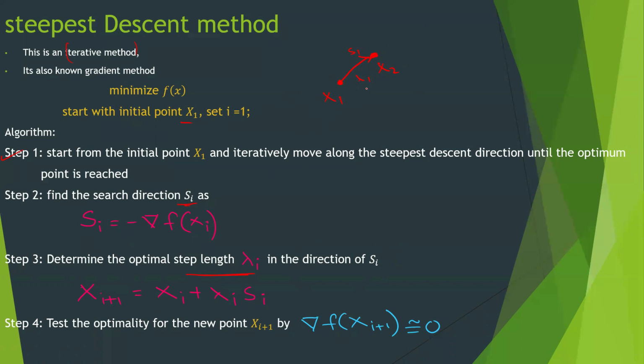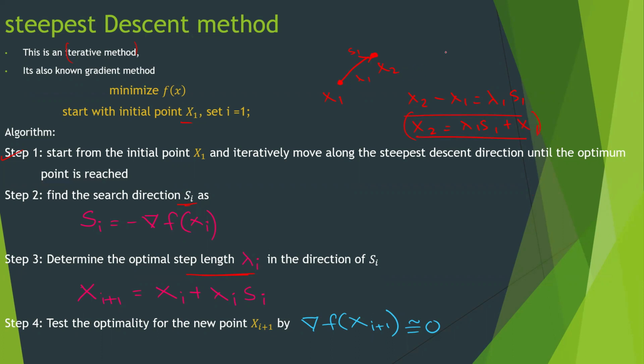Okay. So this is nothing but the optimal step length. From this, I can write x2 minus x1 is equal to lambda 1 into s1. So from this, I can write x2 is equal to lambda 1 s1 plus x1. This was my next iteration, the second iteration point.